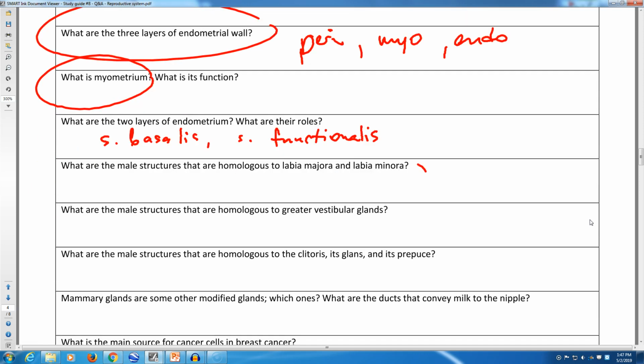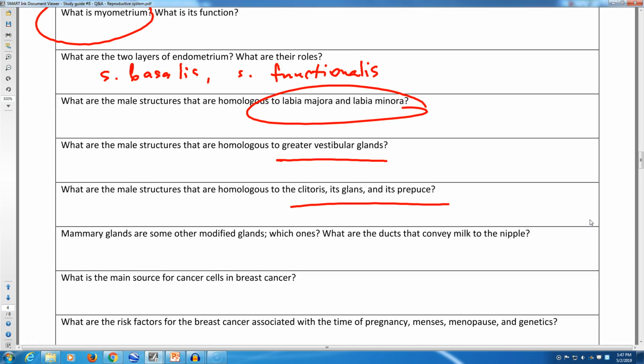Labia majora, labia minora. Greater vestibular glands, male homologs: bulbourethral glands. Clitoris, glans and prepuce. Homologs are the penis, glans penis, and foreskin.